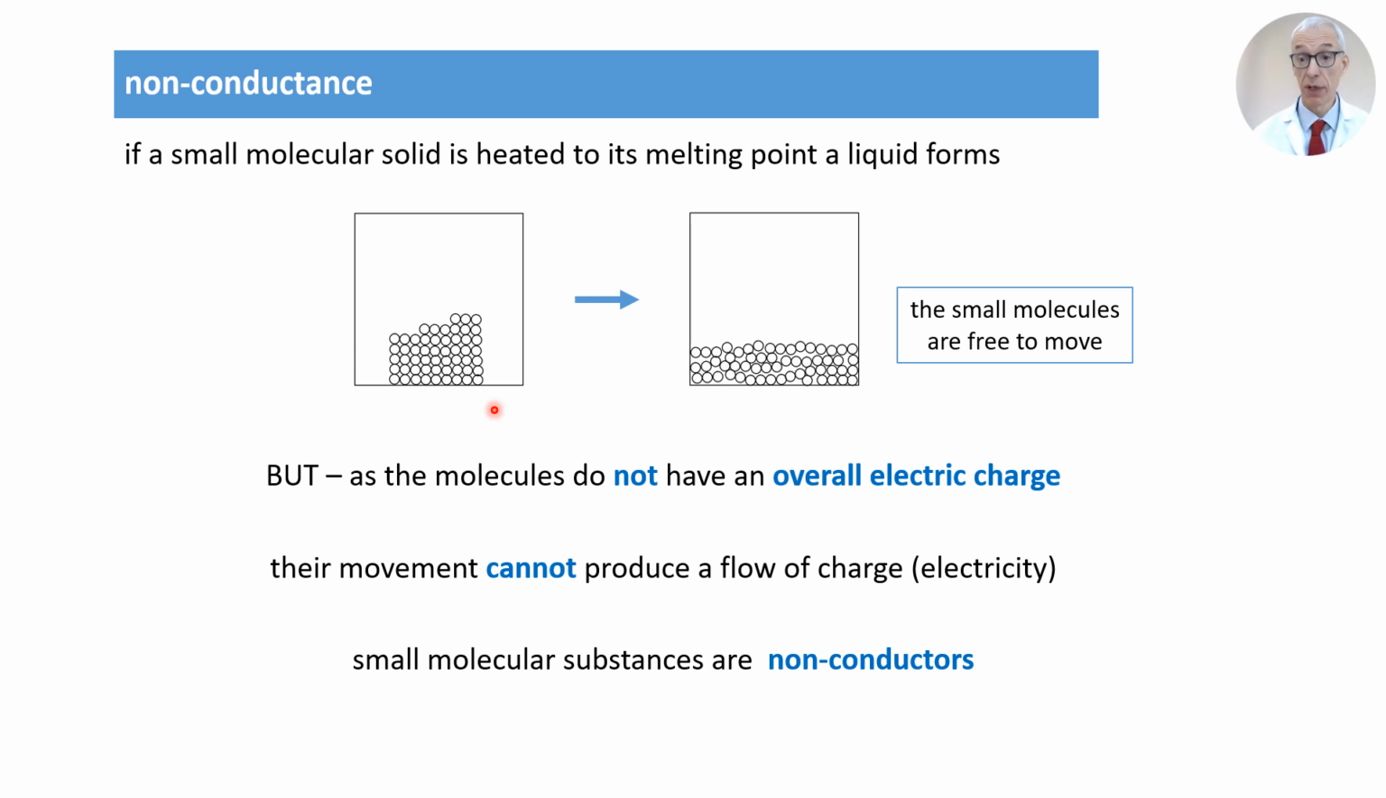Ionic compounds, I just may remind you for comparison, do not conduct as solids, but do conduct in the liquid state. Their ions are free to move, and the ions carry charge. However, in a covalent molecular substance, particles may be in a fixed regular arrangement in the solid, but in the liquid state they are not able to produce a flow of charge because the molecules do not have an overall electric charge. Therefore, small molecular substances are non-conductors as solids, liquids, and in solution if they do dissolve.